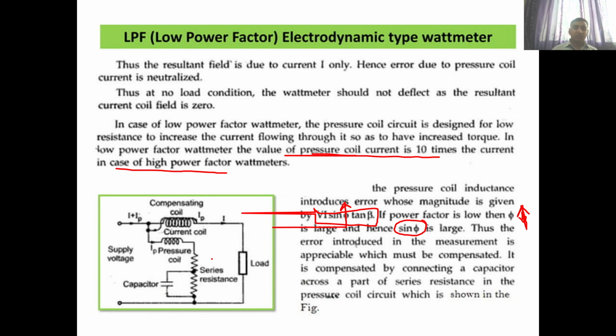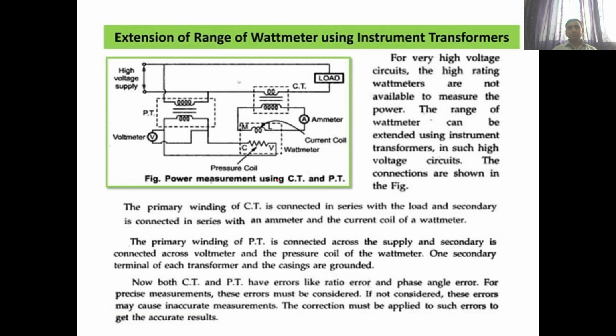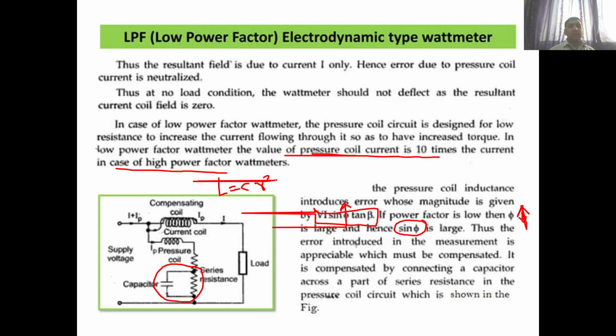So for compensating this, we add an RC filter or RC compensation, such that L is equal to CR squared, as we discussed in the error compensation effect also. So we reduce the error in the system. Hence, in the electrodynamic wattmeter for low power factor measurement, we design a compensation coil connected in series with the pressure coil to reduce the effect of the high current flowing in the current coil, which makes a high voltage across the pressure coil also, and we connect a capacitor to reduce the inductive effect in low power factor devices.